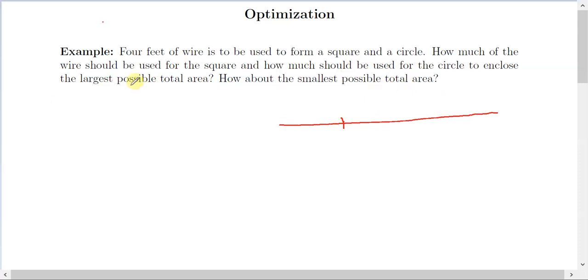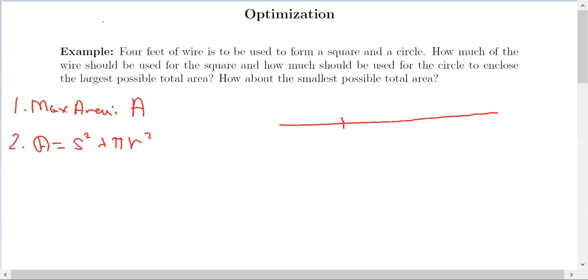So let's work the first one. Let's set it up for the first one. We want to maximize area, and we'll call it A. That's our first step. And so we want to build a function around this. In this case, we're talking about the area of a square and the area of a circle. So that's s squared plus pi r squared. That's just your general formulas for circles and squares.